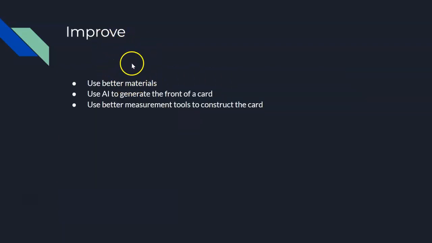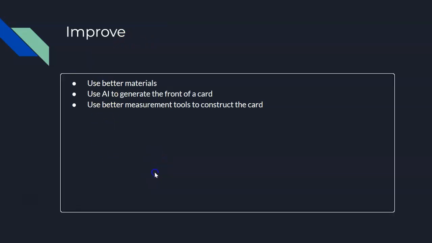So improve, how could I improve what I did? Use better materials or use better measurement tools to actually construct a card. And an idea that I had was maybe use AI to generate the front of a card. I haven't played around with it too much, but I'm sure that it's something that AI could do. Like if you said you wanted a theme, it could probably spit out some kind of image that you could use for the front.